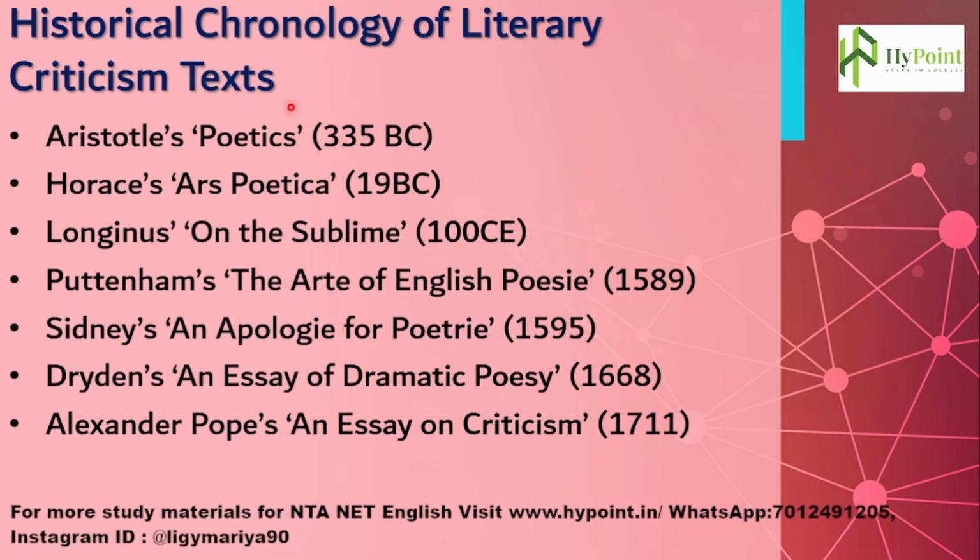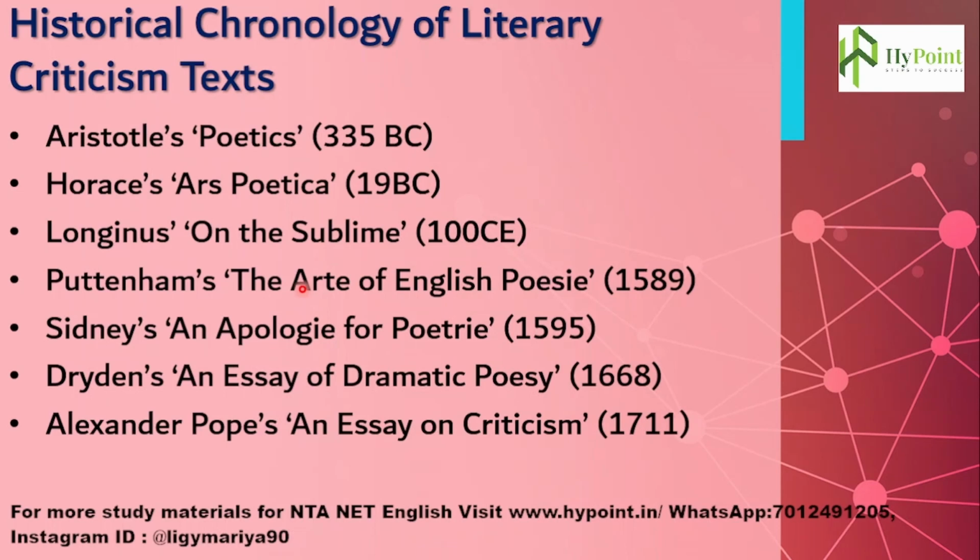Now let's see the historical chronology of literary criticism texts. There were many literary criticism texts available throughout these centuries. Let's have a chronological list of them. First, we have Aristotle's Poetics, generally believed to have come out in 335 BC, and Horace's Ars Poetica in 19 BC, then Longinus' On the Sublime.